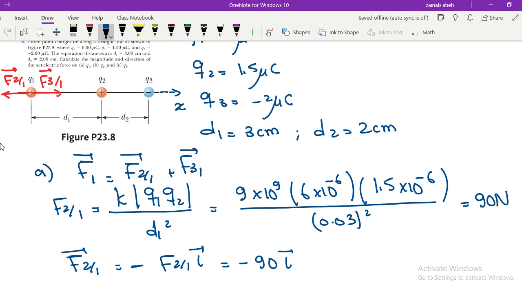Now I will do the same for F3 on 1. I will try first to find the magnitude, then I write it as a vector. We always do the same.